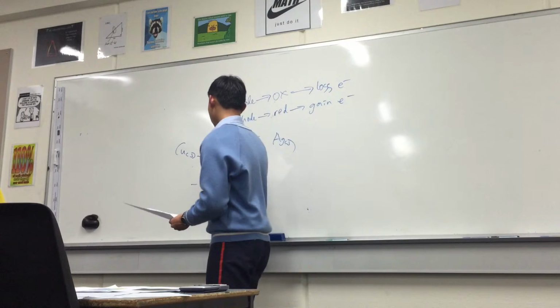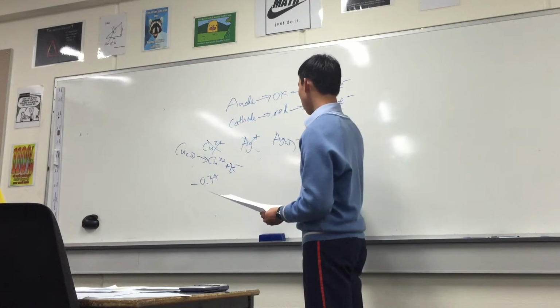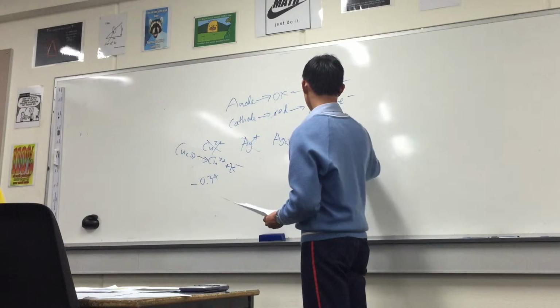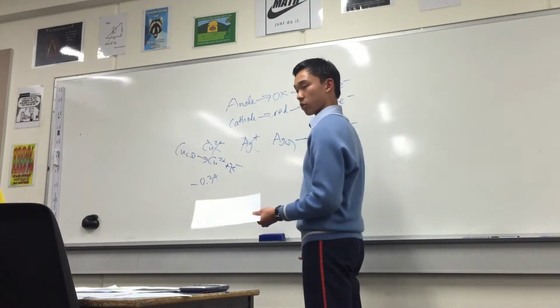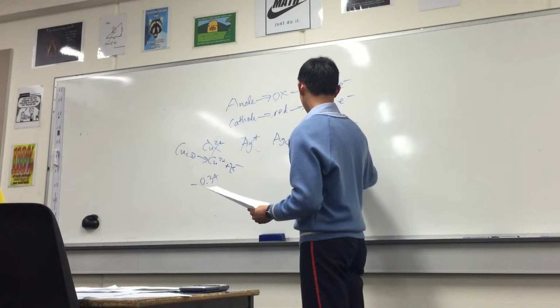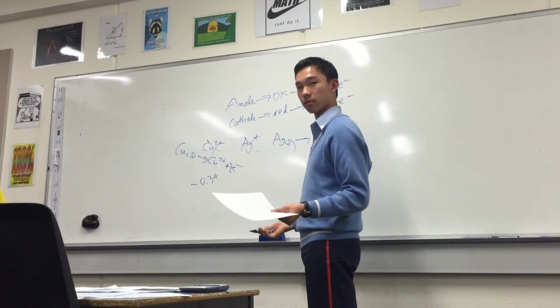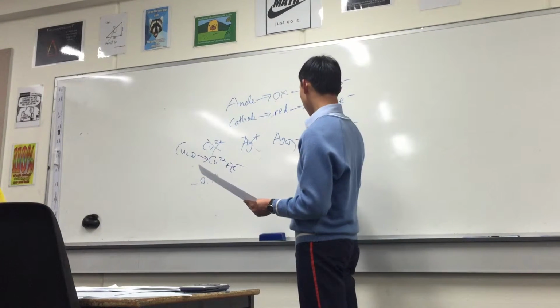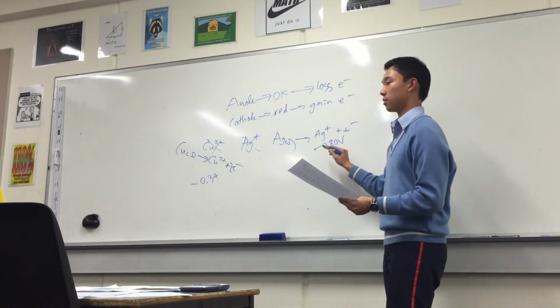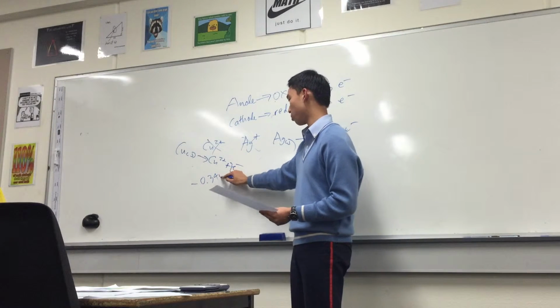Yep. Negative 0.34. Now let's look at my Ag solid. Ag solid to Ag plus an electron. What's my potential for that? Negative 0.8 volts. Because it's the reverse reaction of what's even in the table, right? That's the key part. So this reaction will take me negative 0.80 volts. This one is negative 0.34 volts.